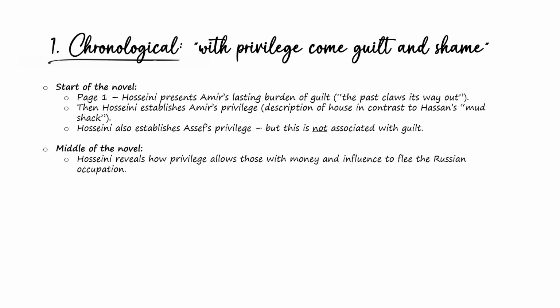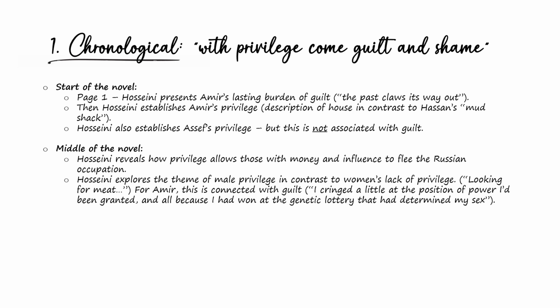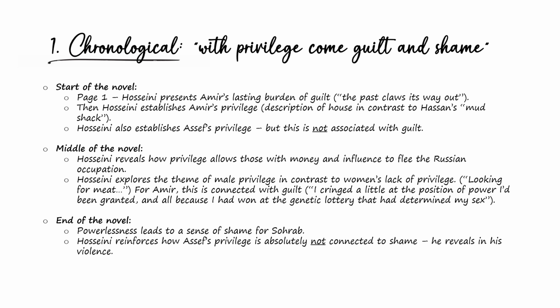Moving on to the middle of the novel, I can remember that Hosseini reveals how privilege allows those with money and influence to flee the Russian occupation. Then we have the theme of male privilege in contrast to women's lack of privilege. And at the end of the novel, we have an idea of a lack of privilege, so powerlessness, which actually leads to a sense of shame for Sohrab. So that would counteract what we have in the question.